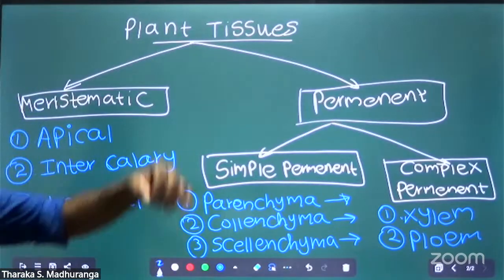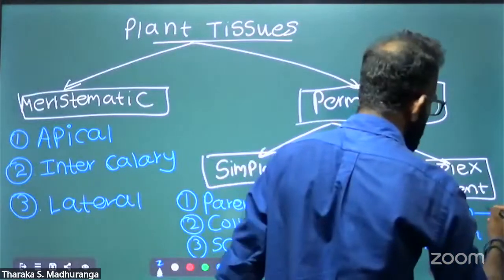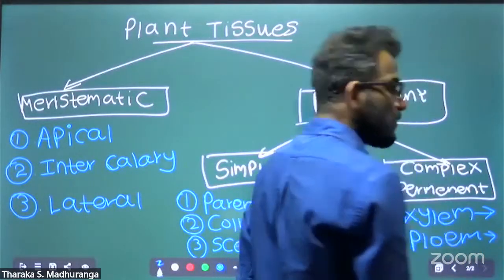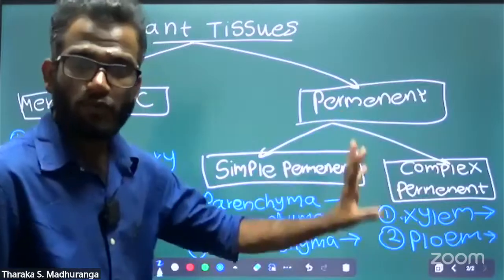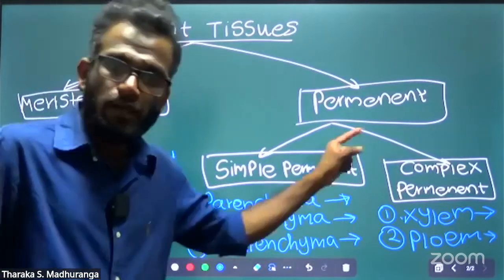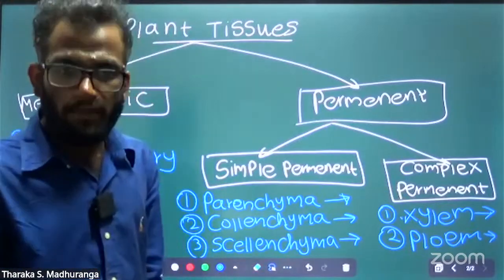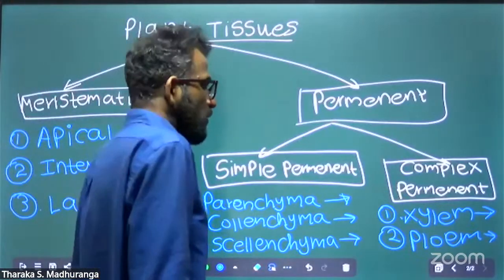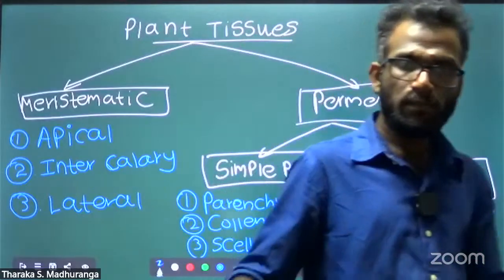Transport water and mineral. Good. Xylem transports water and mineral. Phloem transports glucose throughout the plant, that means food transportation by phloem. Xylem: water and mineral, remember. Okay, that's all about plant tissues.